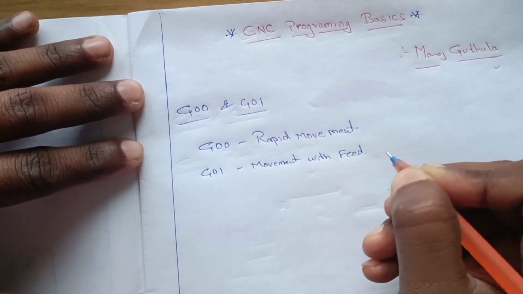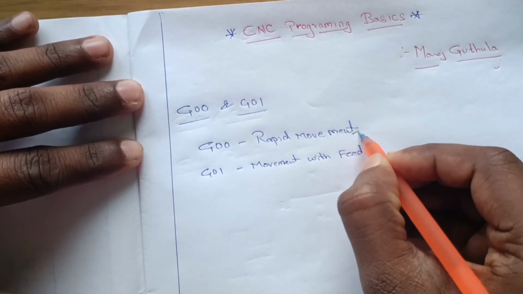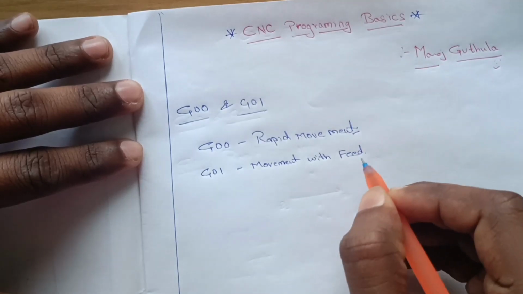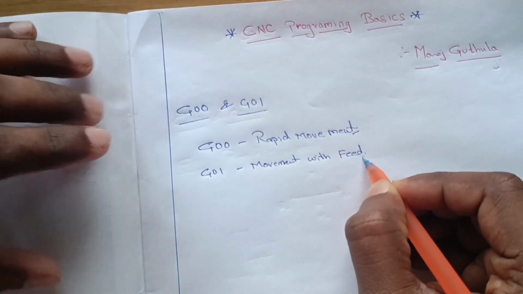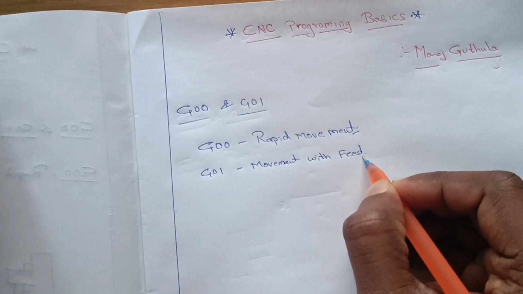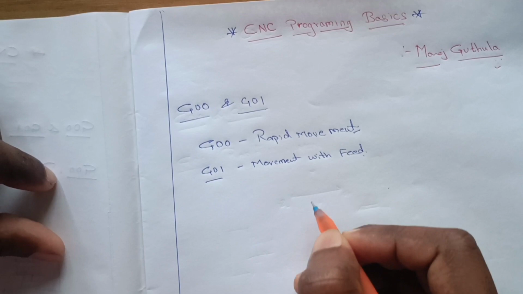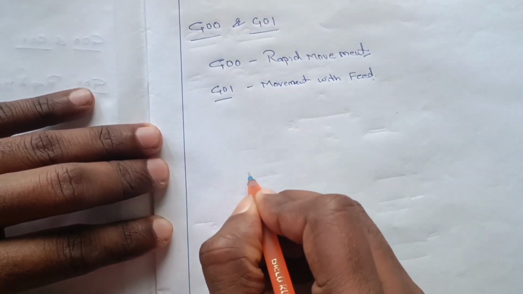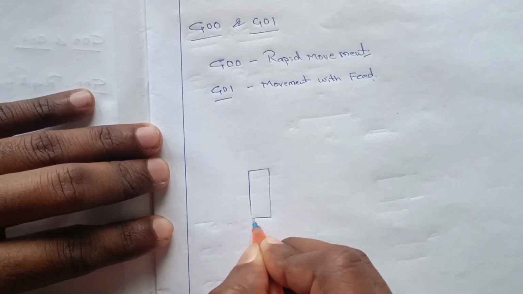The difference is, in G00 we do not give any particular feed to the machine, but in G01 we give a particular feed. Only by giving this particular feed will the code G01 be activated. And let's see.